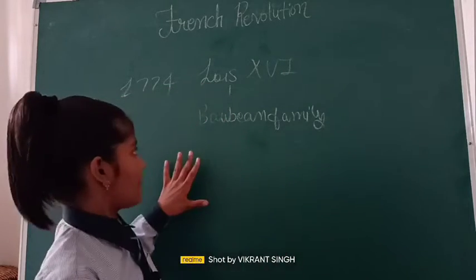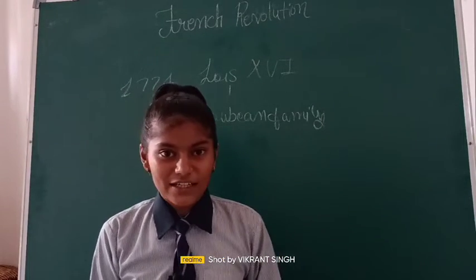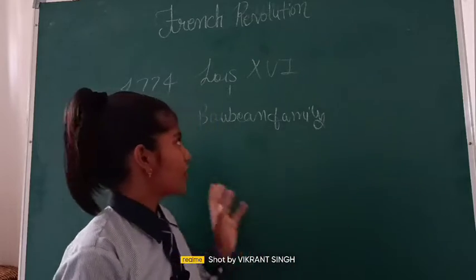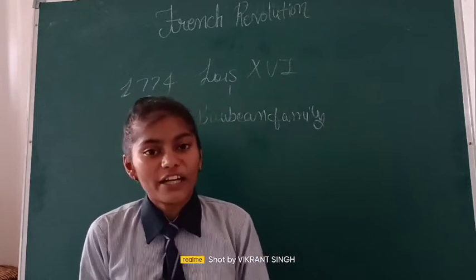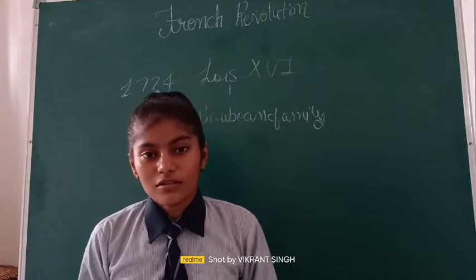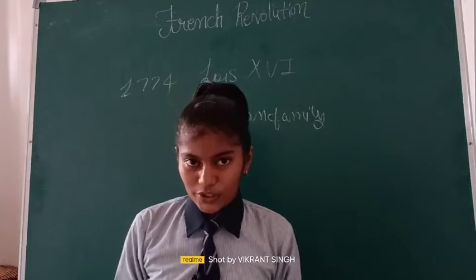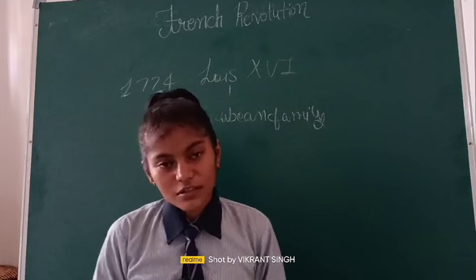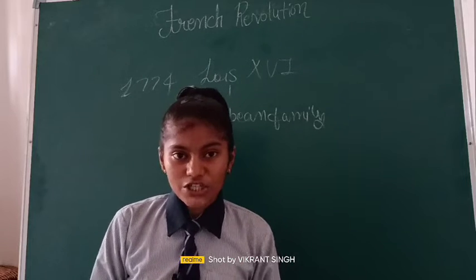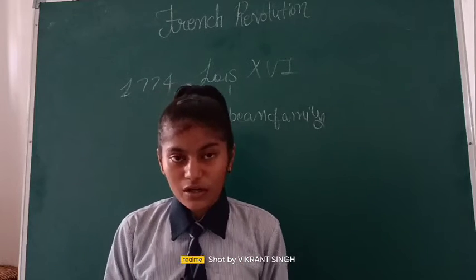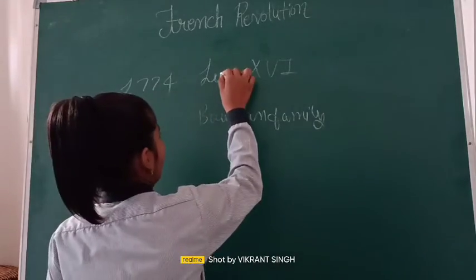Now this man, Louis XVI, was a very great personality. He became king at the age of 20 and also got married to the Princess of Austria-Hungary, Marie Antoinette, and that's how France had a relation with the country Austria-Hungary.